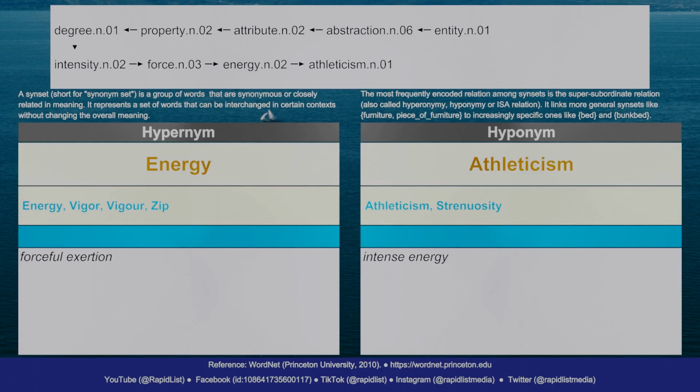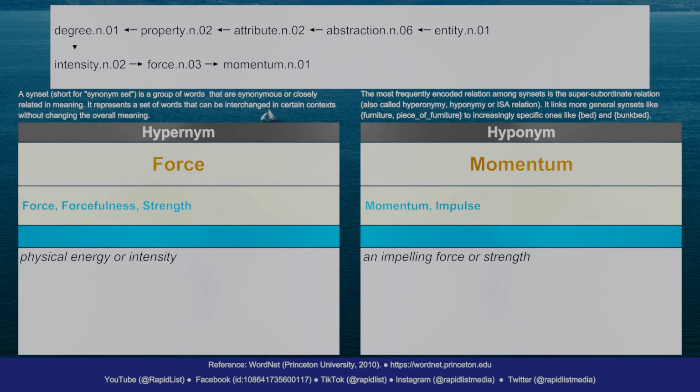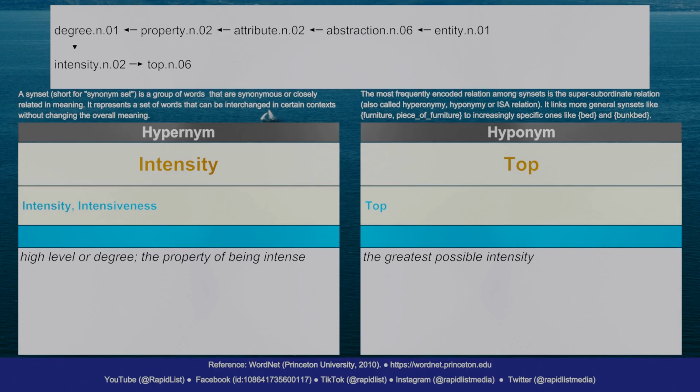Athleticism. Intense energy. His music is characterized by happy athleticism. Momentum. An impelling force or strength. The car's momentum carried it off the road. Top. The greatest possible intensity. He screamed at the top of his lungs.